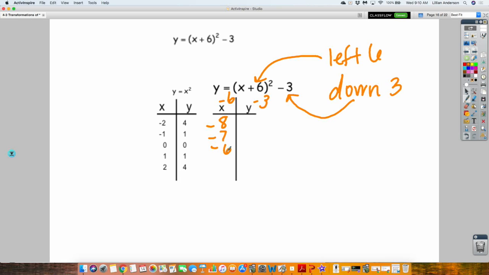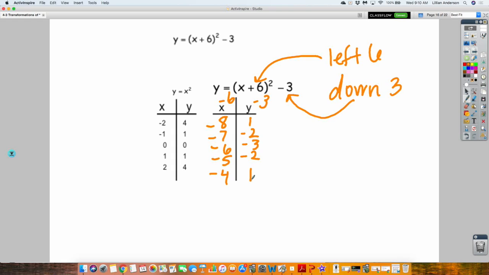I'm at 1. What's 1 minus 6? And what's 2 minus 6? So those are my new x's. My y's, I have to subtract 3. What's 4 minus 3? 1 minus 3. 0 minus 3. 1 minus 3. 4 minus 3. And so those will be the points that you apply if I asked you to graph. But here I'm just asking you to complete the table. Okay?